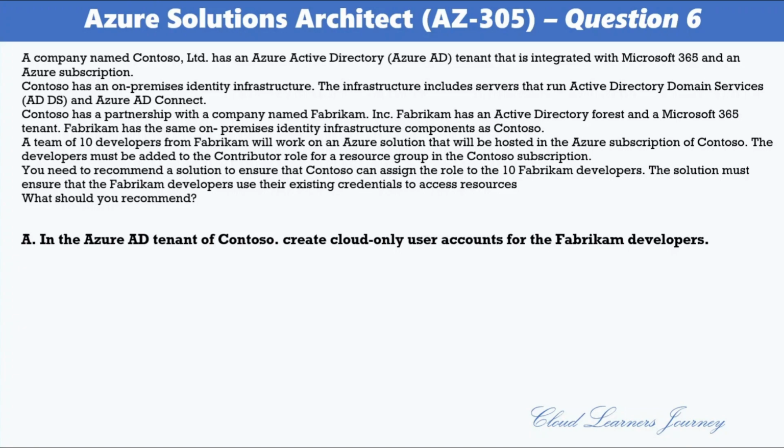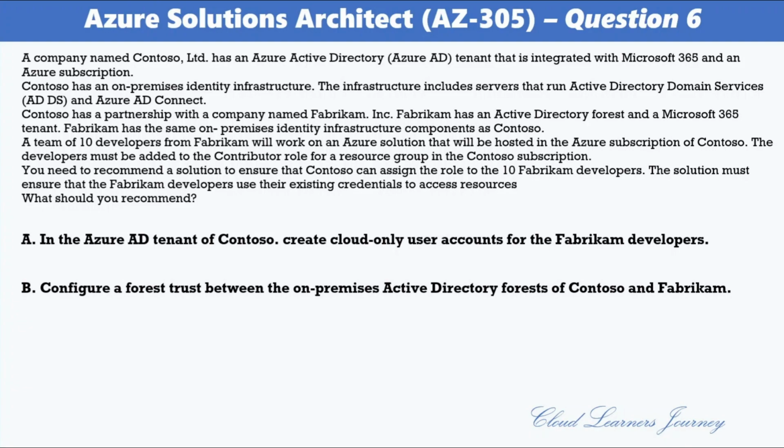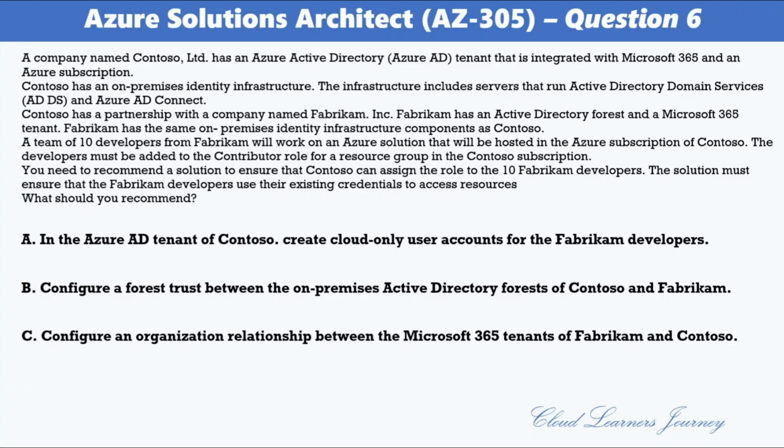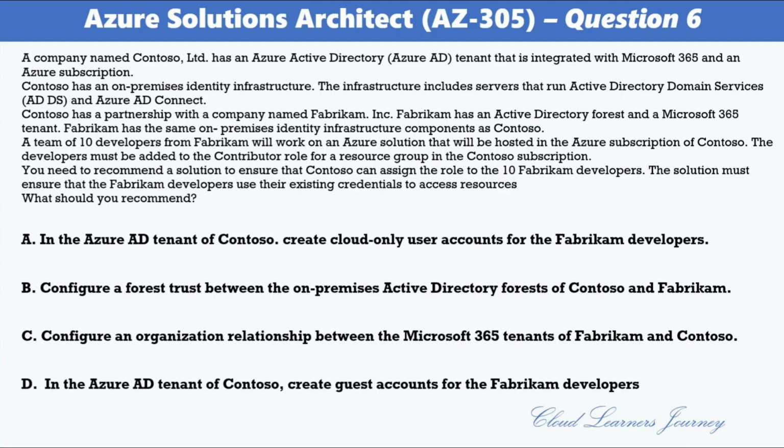A. In the Azure AD tenant of Contoso, create cloud-only user accounts for the Fabrikam developers. B. Configure a forest trust between the on-premises Active Directory forest of Contoso and Fabrikam. C. Configure an organization relationship between the Microsoft 365 tenants of Fabrikam and Contoso. D. In the Azure AD tenant of Contoso, create guest accounts for the Fabrikam developers. And the correct option is D. You can use the capabilities in Azure Active Directory B2B to collaborate with external guest users, and you can use Azure RBAC to grant just the permissions that guest users need in your environment.